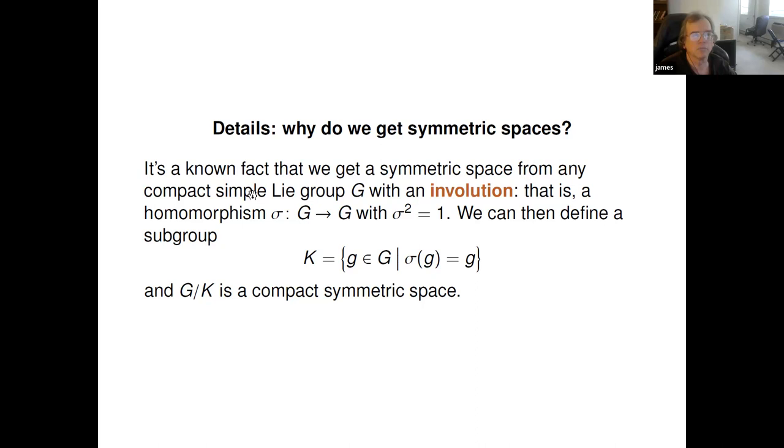So we'll take a compact simple Lie group with an involution, and then it'll have this subgroup of the elements that are fixed under the involution. And then the quotient will be a compact symmetric space. Part of the deal here is that a compact simple Lie group has a God-given Riemannian metric on it, coming from the Killing form. And inherited from that, this quotient space gets to have a Riemannian metric. So in Cartan's approach to symmetric spaces, the kind we're talking about now are Riemannian manifolds.